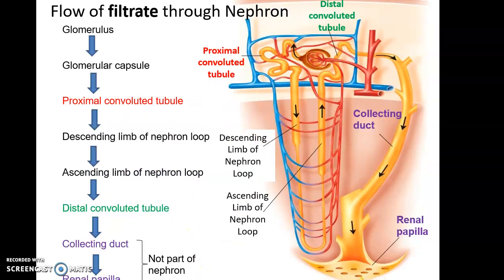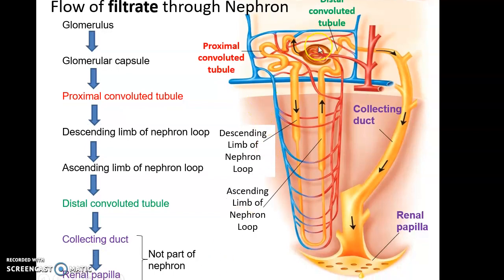So, again, blood arrives via the glomerulus, and filtrate will leave the bloodstream and enter the glomerular capsule. That filtrate will then travel into the proximal convoluted tubule. It will travel down the descending limb of the nephron loop and up the ascending limb of the nephron loop and lead to the distal convoluted tubule, and from there into the collecting duct, which then leads to the renal papilla. The collecting duct is not part of the nephron. So only from the glomerulus down to the distal convoluted tubule do we have nephron.